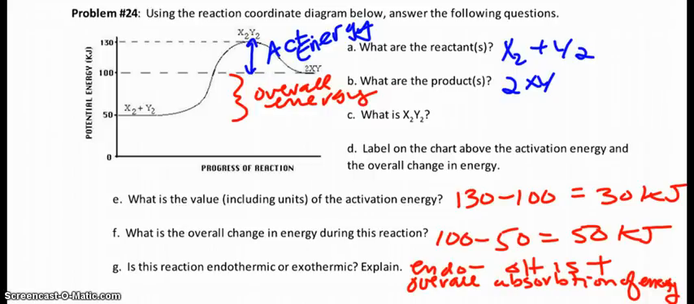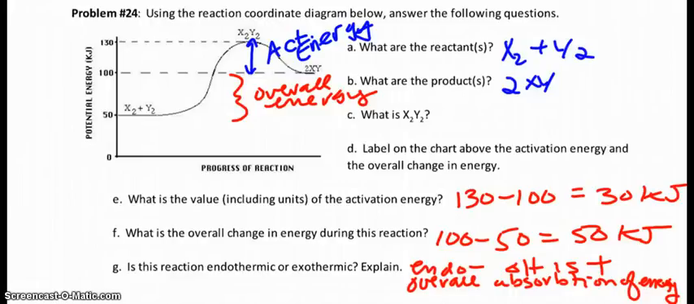The reactants are X2 plus Y2. The products are 2XY. Oops, I didn't write this down. What is X2Y2? That's your activated complex. That's kind of when there's the process of breaking bonds and being attracted to the other one. It's called the activated complex. Label the chart above with the activation energy and the overall change. So you can see where I did the activation energy in blue and the overall energy in red.